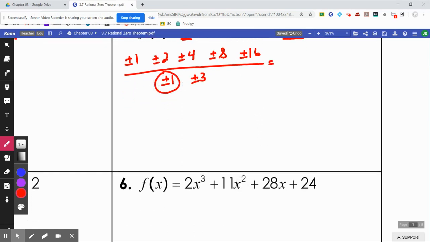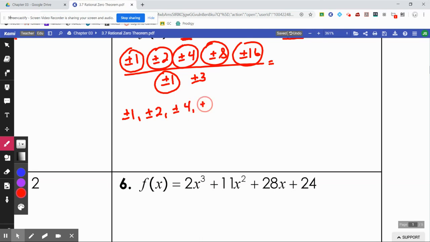Let's start with the 1 on bottom. Let's do 1 over 1, which is positive negative 1. Let's do 2 over 1, which is 2. 4 over 1, 8 over 1, and 16 over 1, which will be obviously 4, positive negative 8, and positive or negative 16. We're done with the 1. Now let's move on to the 3.